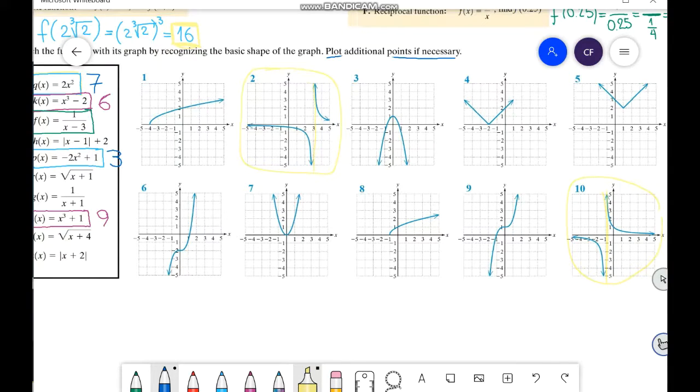The same thing we've been doing, we're going to do it here. Make x equal 0. If you make x equal 0, 1 over 0 minus 3 is 1 over negative 3. Negative 1 over 3. Y equals negative 1 over 3.